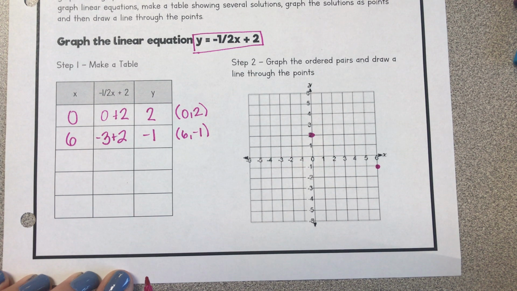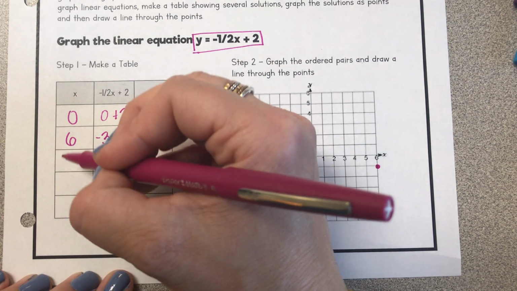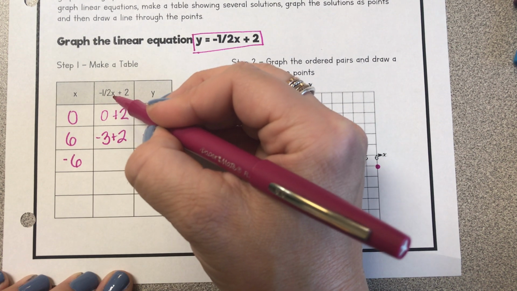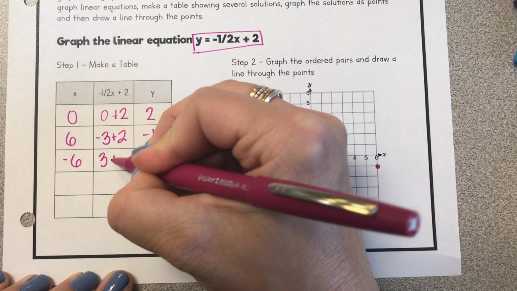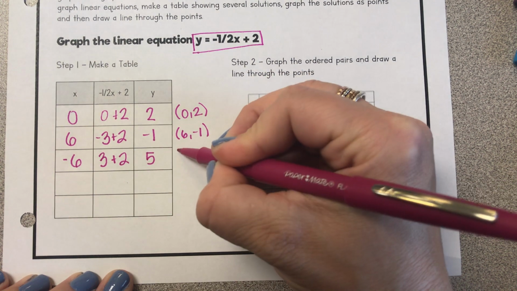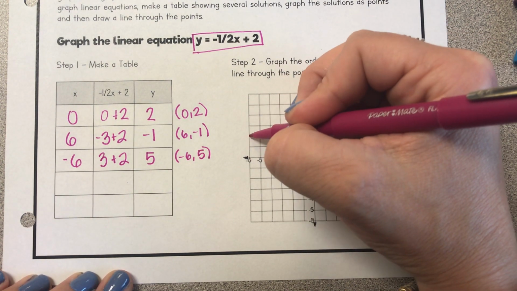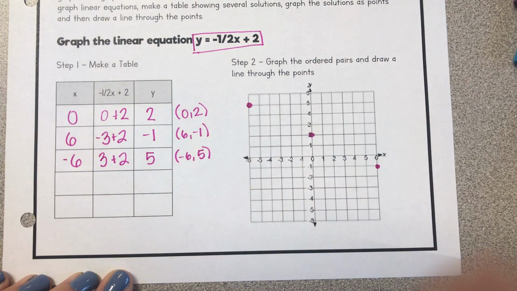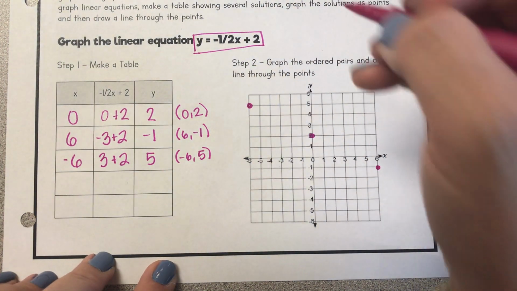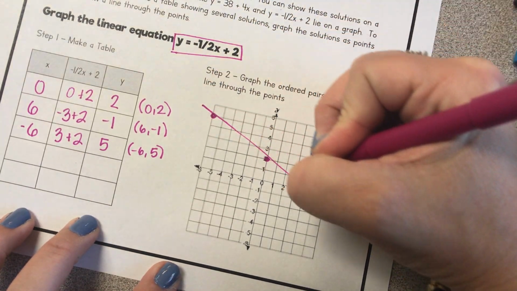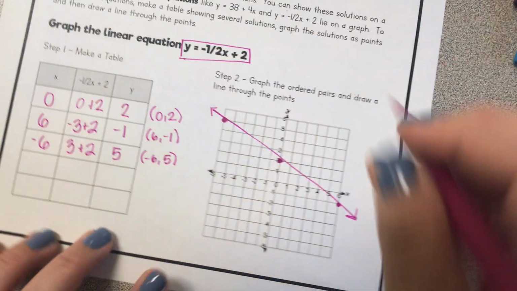Well, what if I picked negative 6? 1/2 of 6 is 3, but it's a negative and a negative, so that's positive 3 plus 2 is 5. So that's the point (negative 6, 5). 1, 2, 3, 4, 5. Okay, and what I'm going to do is go ahead and connect my points because I want to show you something before I do the others. I should have used a ruler. That's okay.